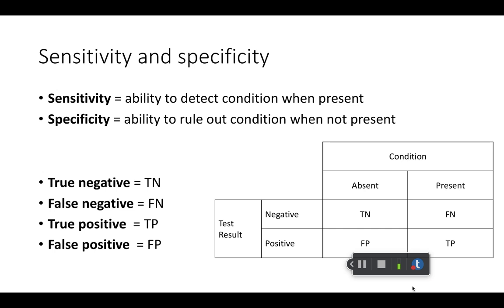So we could have a true negative result, meaning that the condition is absent and our test result is negative, so we're correct that the condition is not there. We could have a false negative result, meaning that the condition is present, but our test turns up negative. We could have a true positive result, meaning that the condition is present and our result is positive. Or a false positive result. The condition is absent, but our test is positive. So these are the possibilities for sensitivity and specificity.